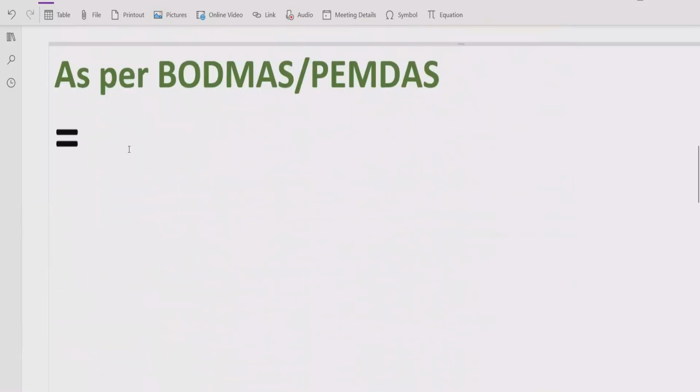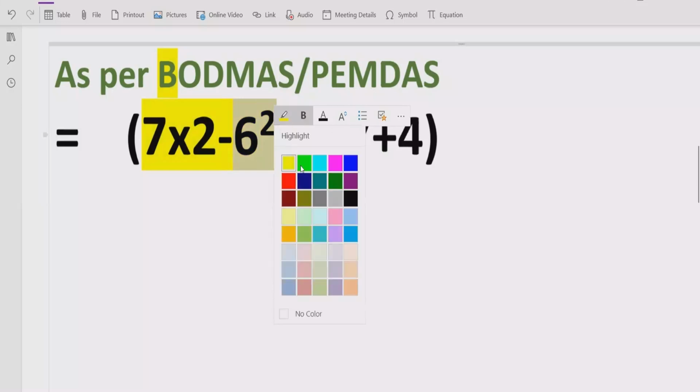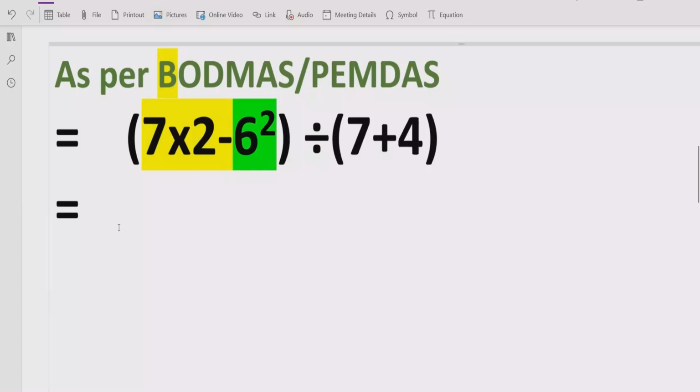Now, here we have this expression, and we have to solve it using the PEMDAS and BODMAS method. So first we have to solve the bracket. Here we have two brackets. First of all, we will solve the first bracket, but inside the first bracket we have two operations, which are multiplication and the power. So now we will solve the power first. Here we will write 7 multiplied by 2 minus, and 6 raised to power 2 means 6 multiplied by 6, which is equal to 36.